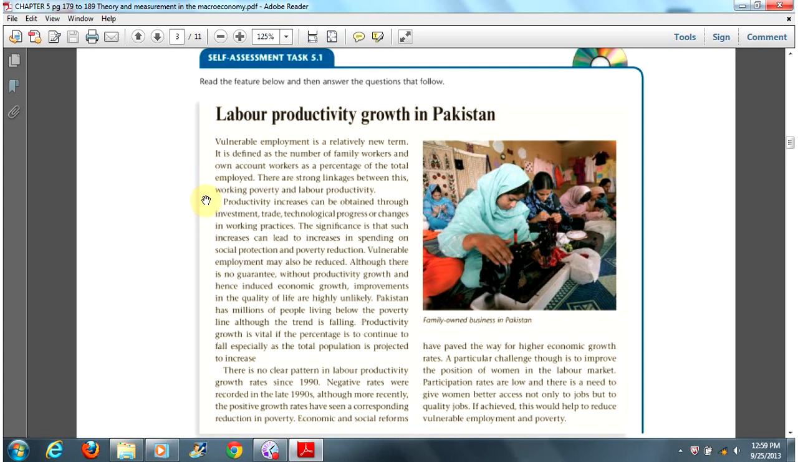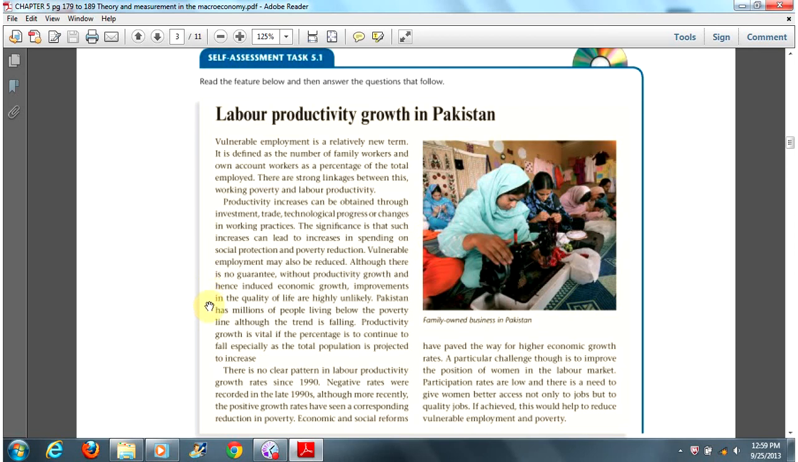Productivity increases can be obtained through investment, trade, technological progress, or changes in working practices. The significance is that such increases can lead to increases in spending on social protection and poverty reduction. Vulnerable employment may also be reduced. Although there is no guarantee, without productivity growth, and hence induced economic growth, the improvements in the quality of life are highly unlikely.